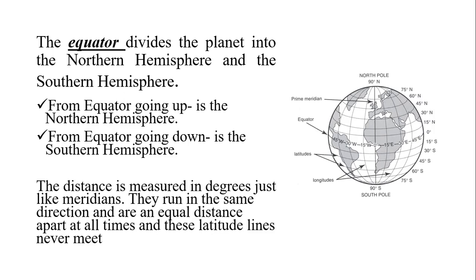Each parallel measures 1 degree north and south of the equator, with 90 degrees north of the equator and 90 degrees south of the equator. And the latitude of the North Pole is 90 degrees N, and the latitude of the South Pole is 90 degrees S.